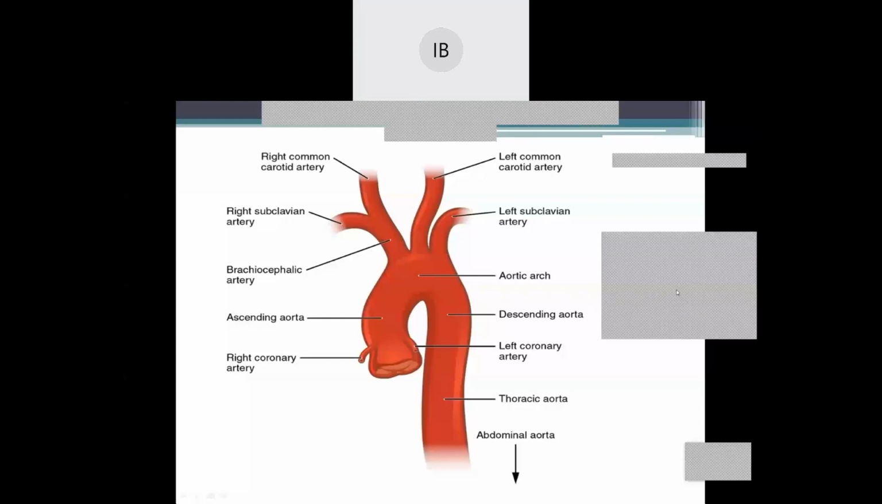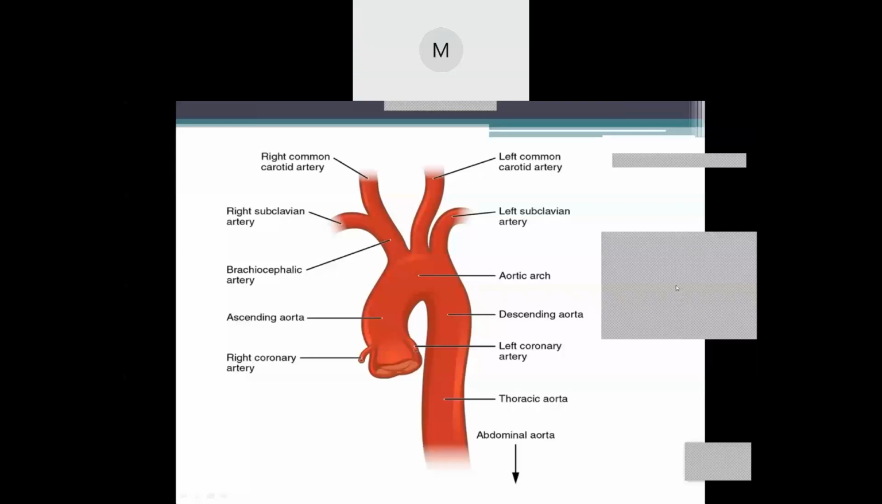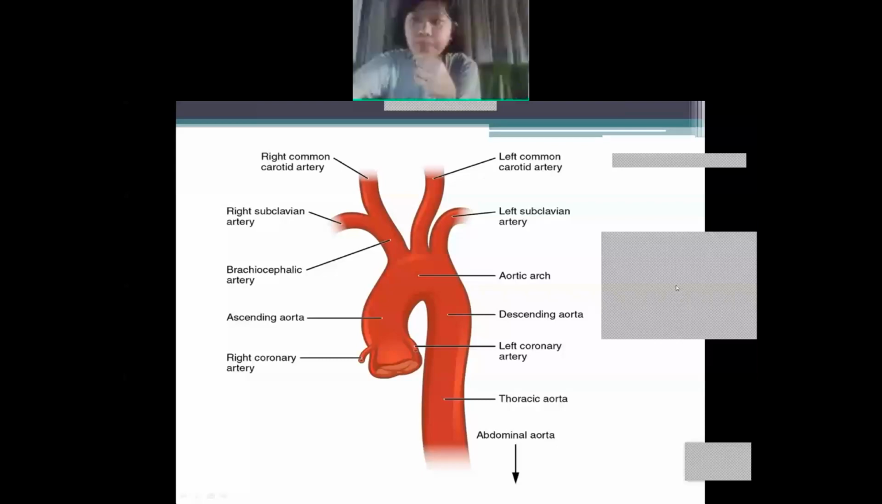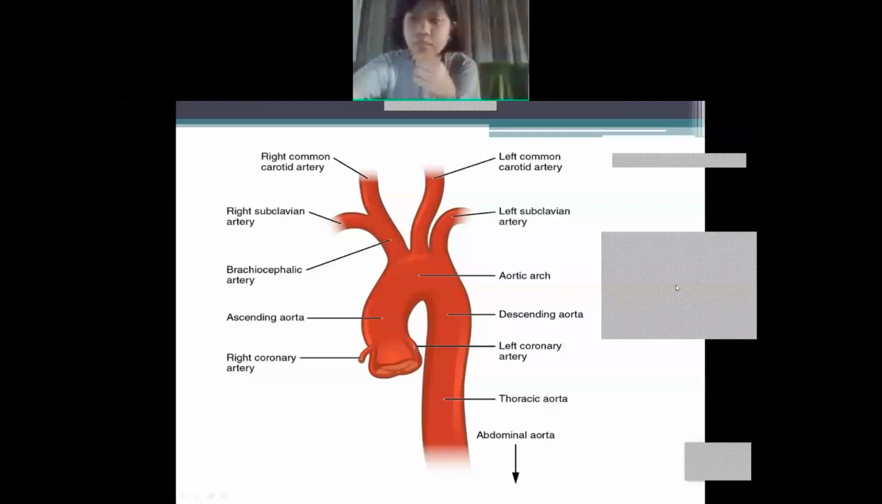Okay, Wycombe. So, what is the largest artery in the human body? Can you tell me, Wycombe? Arch of aorta. What blood does it carry? Oxygenated blood.